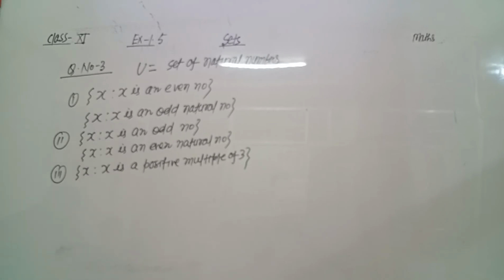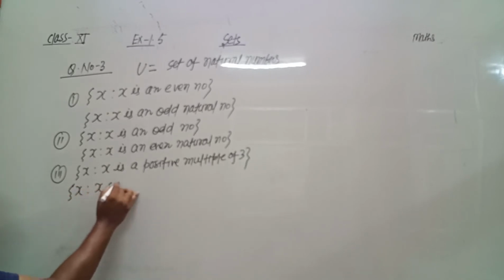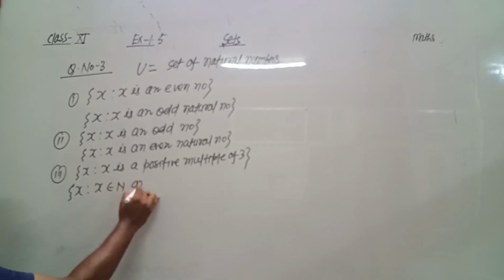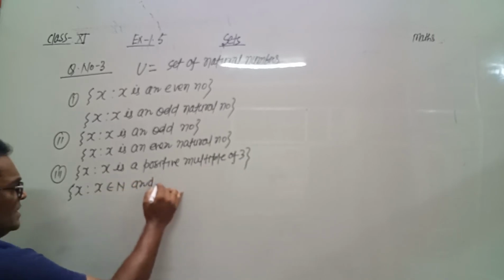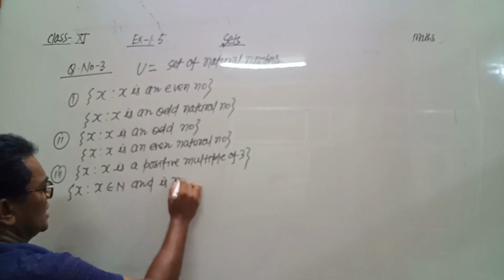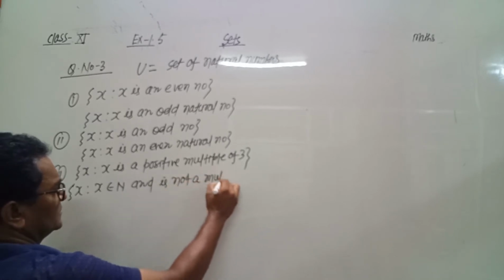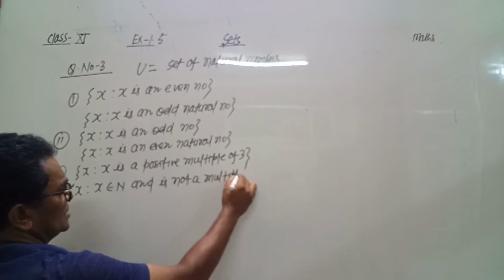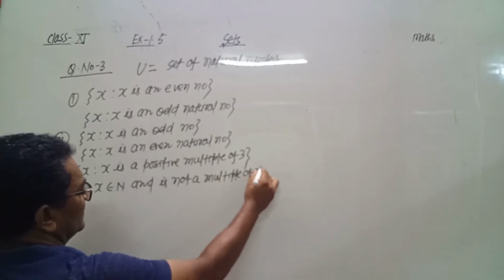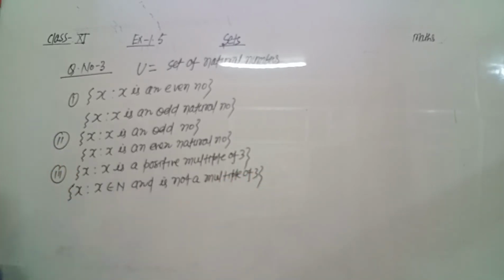So its complement is {x such that x belongs to N and x is not a multiple of 3}. If we subtract the multiples of 3 from the natural numbers, we get numbers which are not multiples of 3.